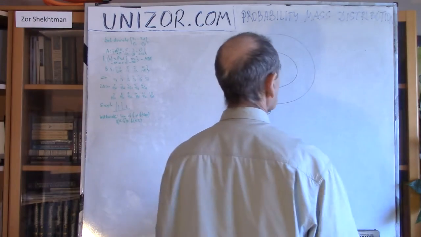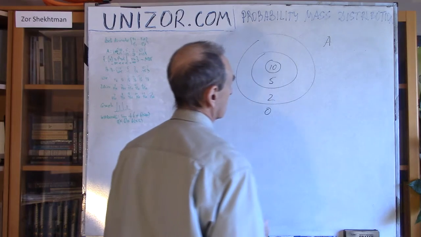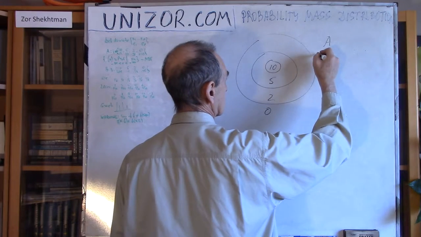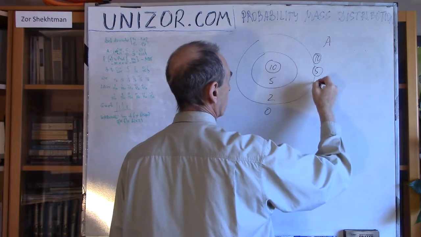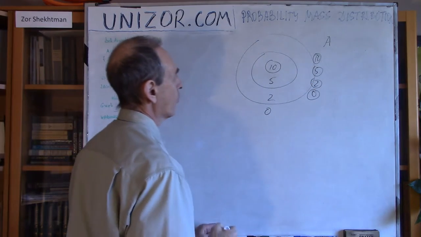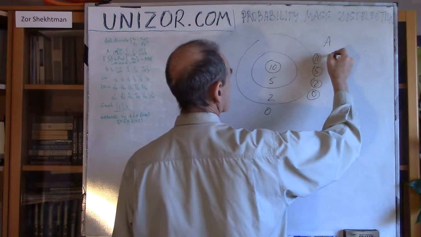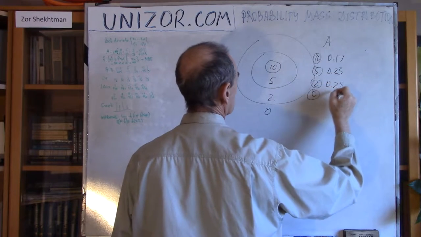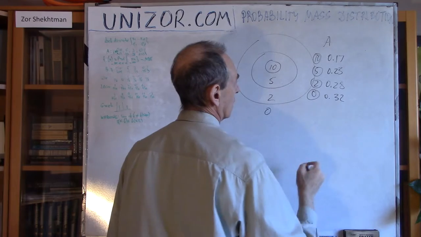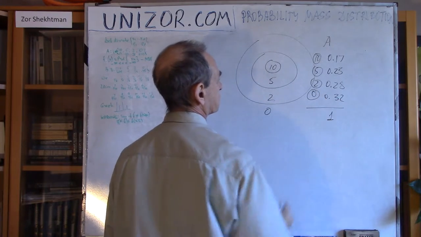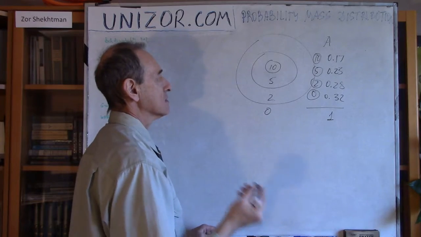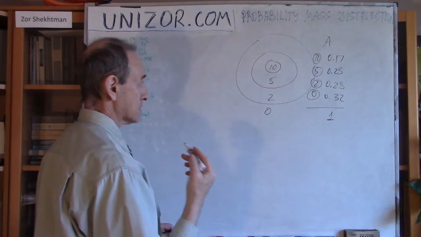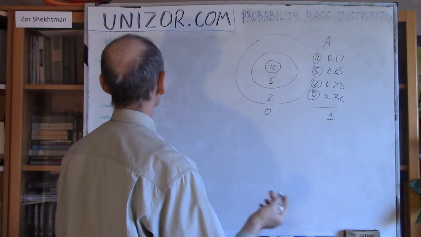So let's assume that our sharpshooter competition participant A has the following probabilities for hitting targets. This is 0.17, 0.23, 0.28 and 0.32. The sum of them is equal to 1, of course. Okay, now, how can this particular distribution of probabilities be expressed in terms of mass distribution?